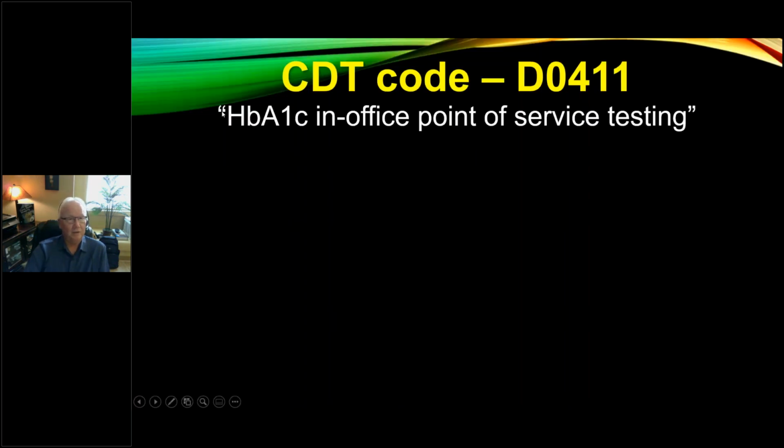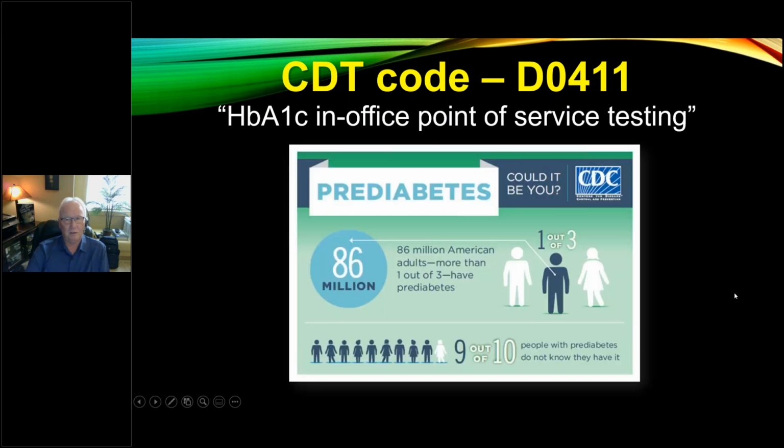So here's the code, here's the name: hemoglobin A1C in-office point of service testing. I don't know the reimbursement level. Very simple to do. You sit there with the tools. The patient does a pin prick. You read it at the time. I actually think I saw a kit in CVS the other day for $49.95 for anybody that wants it. So you can go in and buy it in the drugstore and do your own.